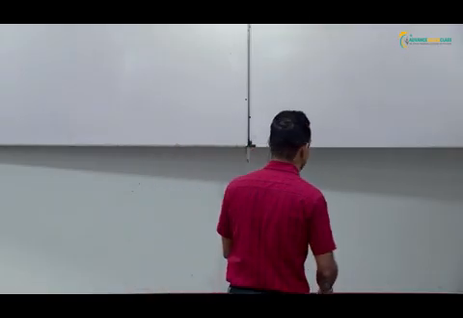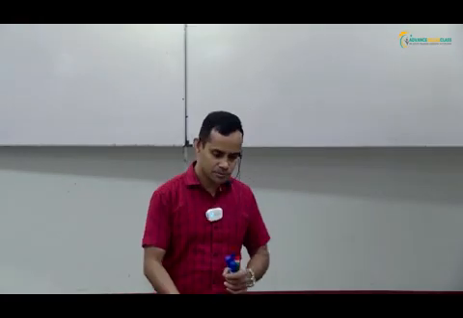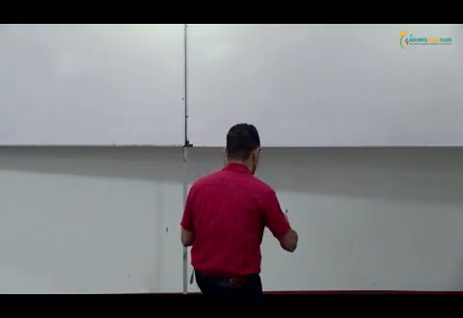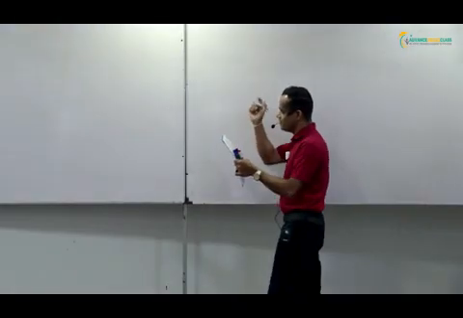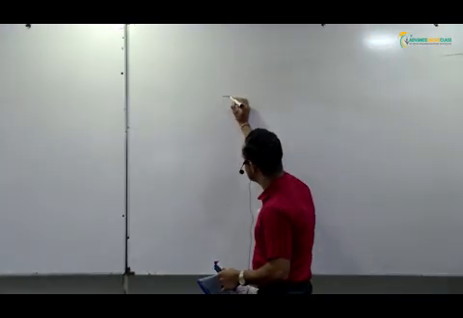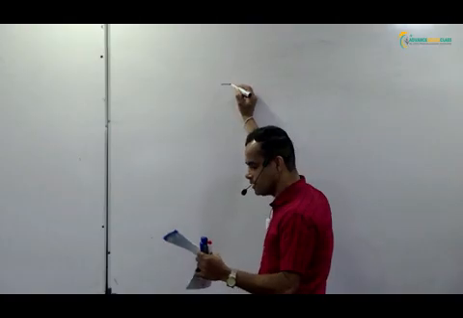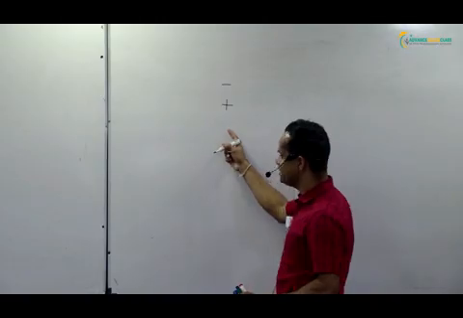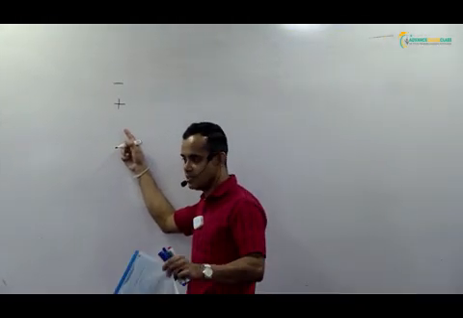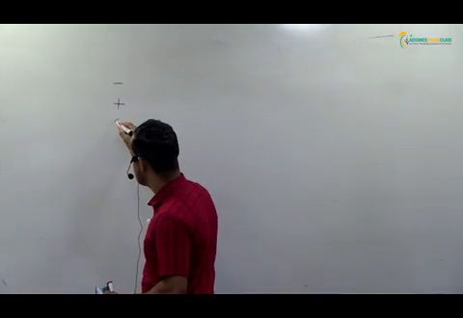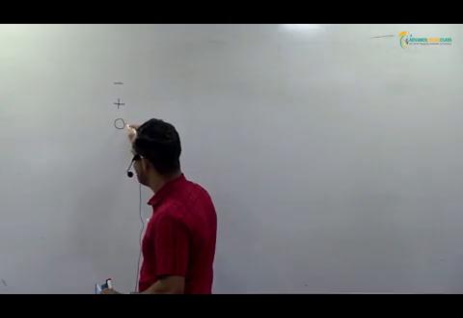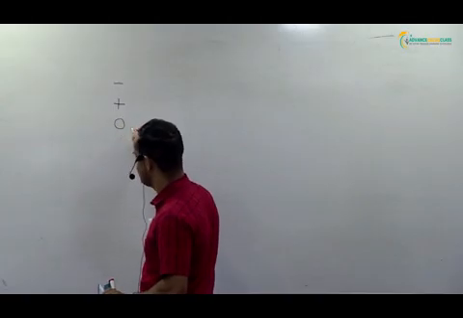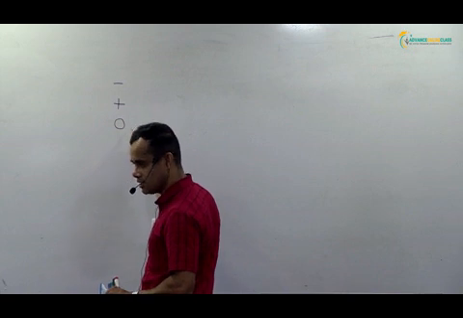Electron, proton, neutron. Right. First one is electron. Electron is negatively charged, so you have written like this. Proton is positively charged, so you have written like this. Neutron has no charge. If there is no charge, you can put 0 there. You can write neutral there. Okay? You can write no charge there.